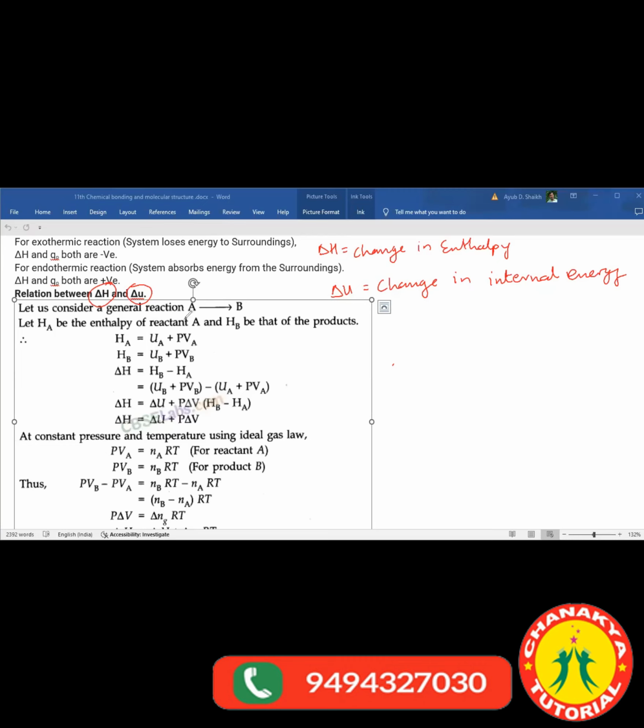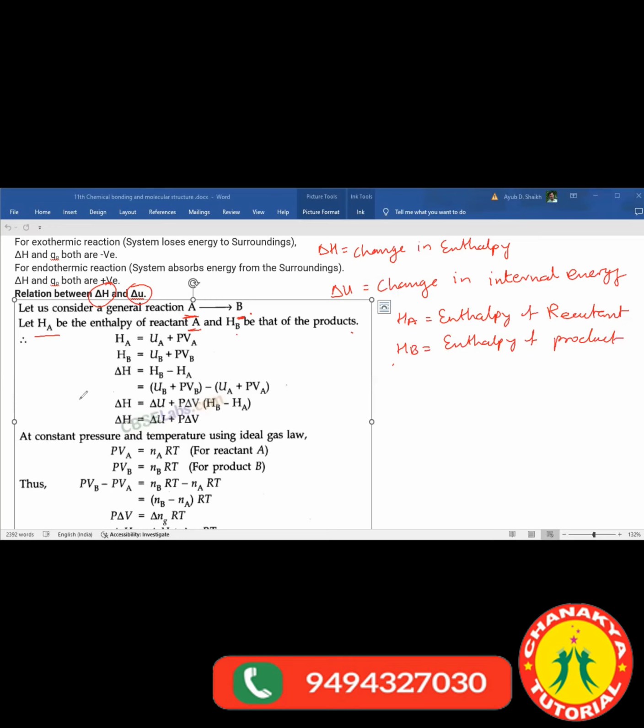So they have given us a general reaction. That is, A is a reactant, B is a product, and in the reaction, A is converted into B. Now, what they have said is, let HA be the enthalpy of reactant A and HB be the enthalpy of the product. What is HA? It is the enthalpy of the reactant. And what would be HB? It is the enthalpy of the product.